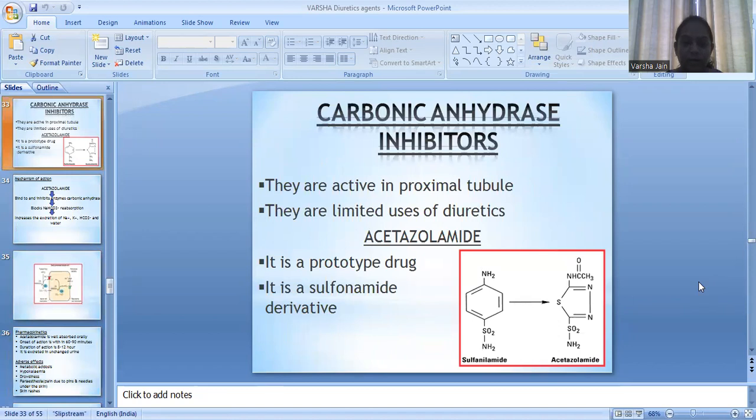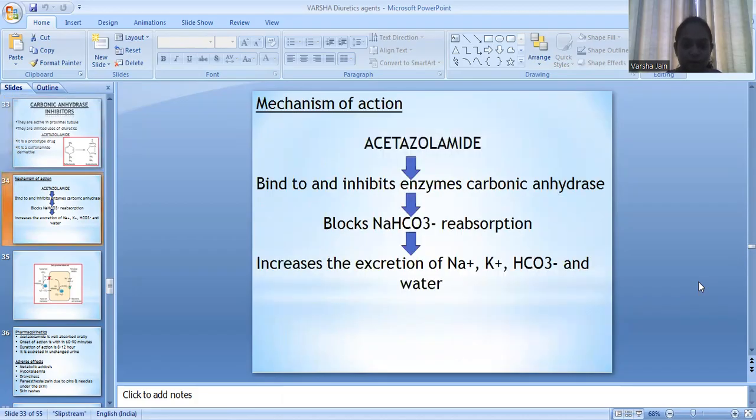The next classification is carbonic anhydrase inhibitors. These are active in the proximal tubule and they are of limited use as diuretics. Example: acetazolamide. It is also one of the prototype drugs and it is under the category of sulfonamide derivatives.